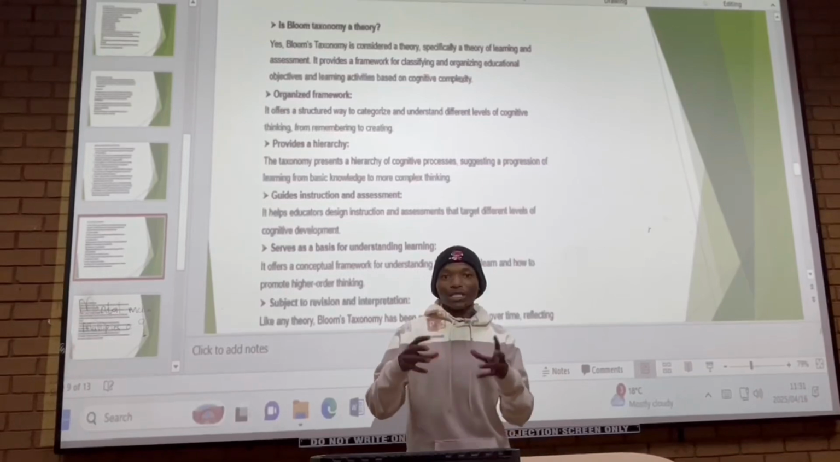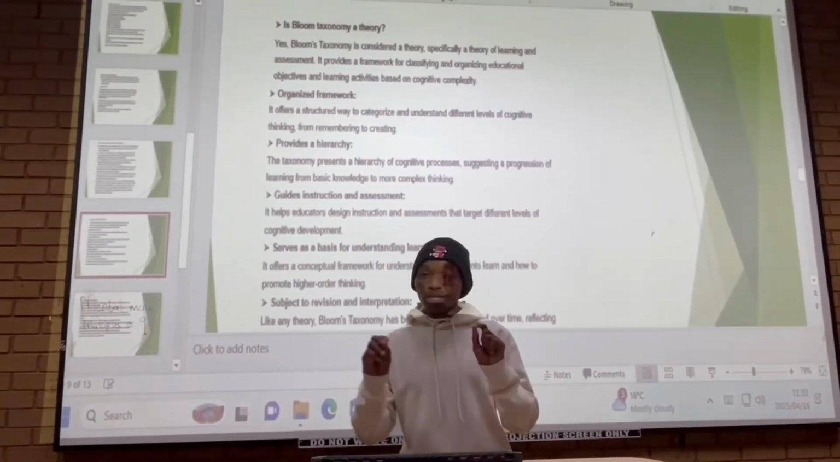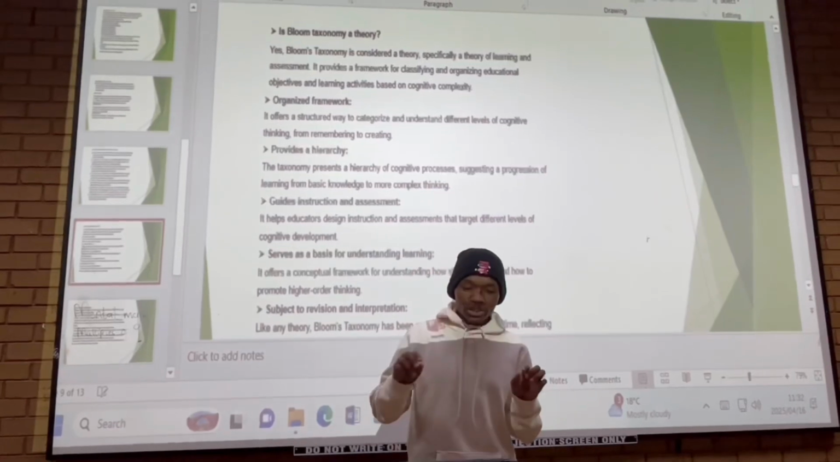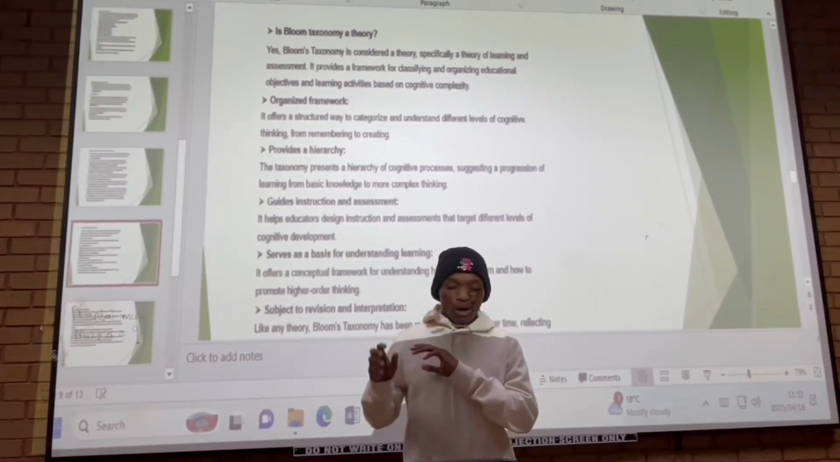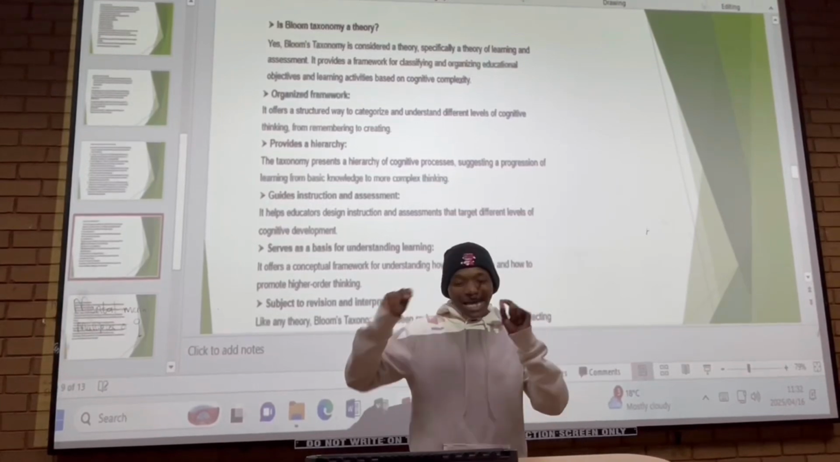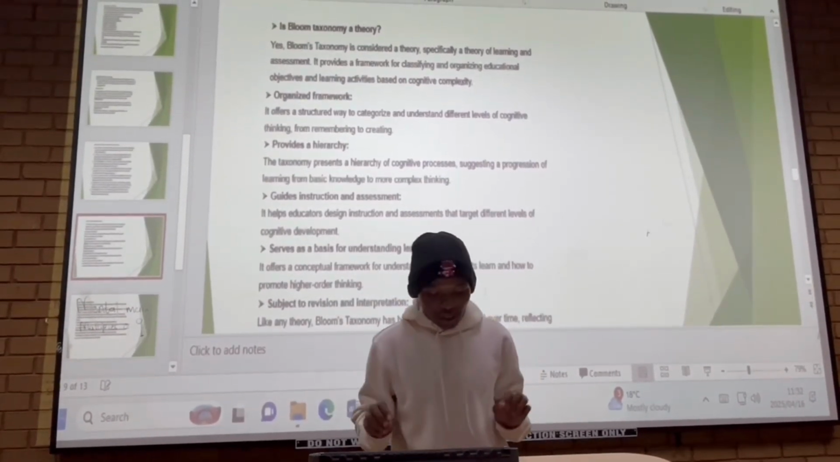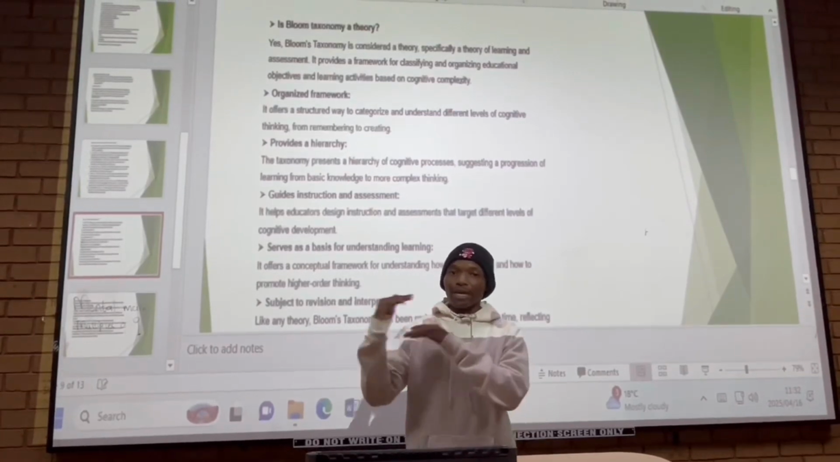Number one, we have an organized framework. It offers a structured way to categorize and understand different levels of cognitive skills or cognitive thinking, from remembering to creating. Number two, it provides a hierarchy of cognitive processes, suggesting a progression of learning from basic knowledge to complex thinking.